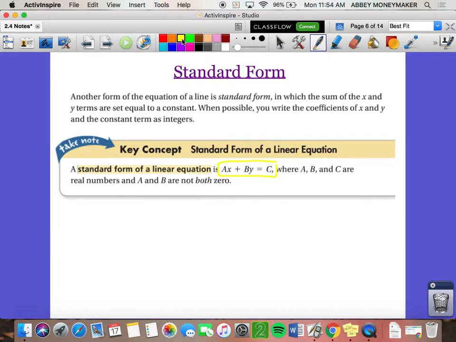So, really important, x and y are on the same side. Second important thing, a, b, and c are always integers. So what do I mean when I say integers? There are no fractions as those coefficients. There are no fractions whatsoever. Third thing, and this isn't in the textbook, this is just good mathematician practice: the A value is always positive.